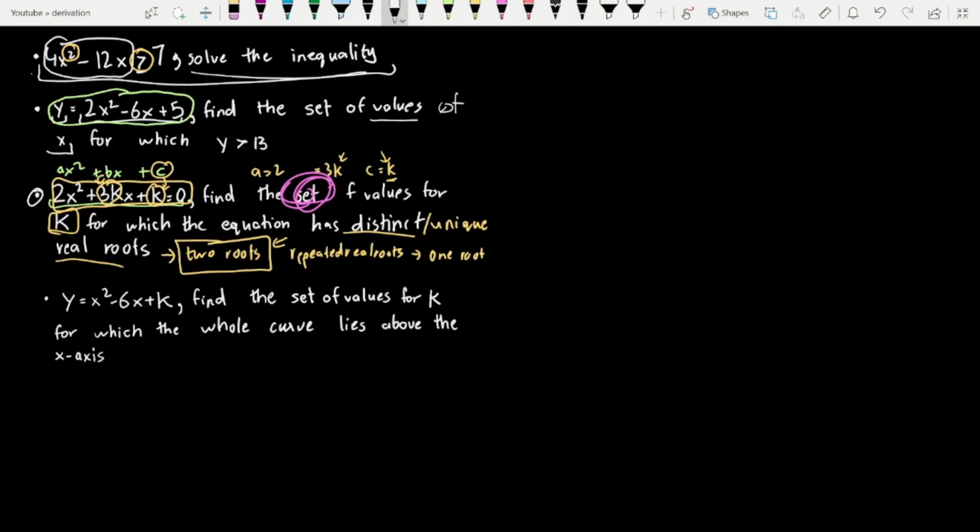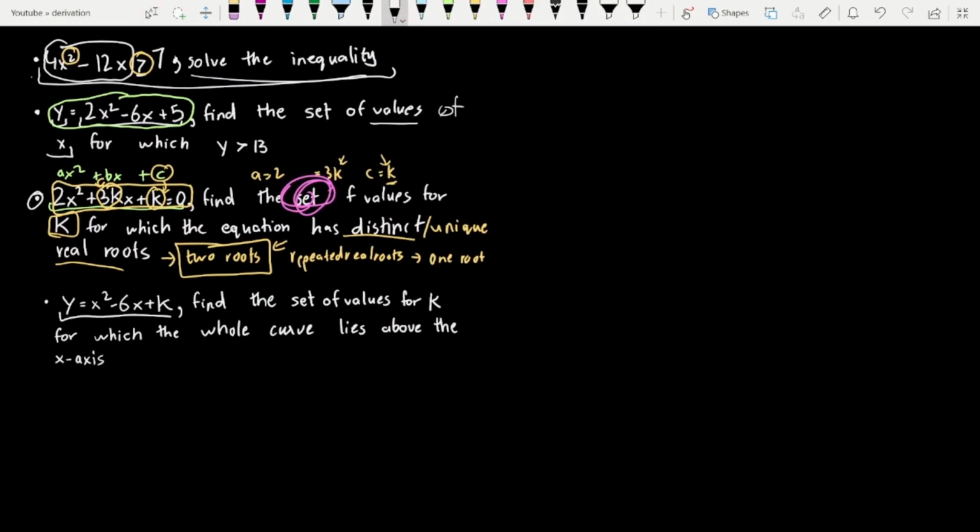Now the last part isn't a quadratic problem, but it's just a conceptual problem that I would love to solve. And they've given us this equation, and it doesn't have a value for c. Instead, it just has a constant k. And they say find the set of values for k for which the whole curve lies above the x-axis. So what does it mean to lie above the x-axis?